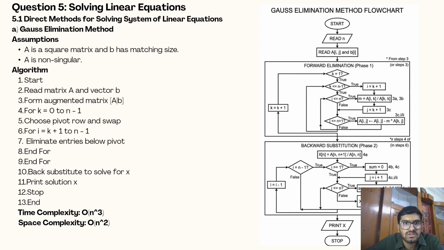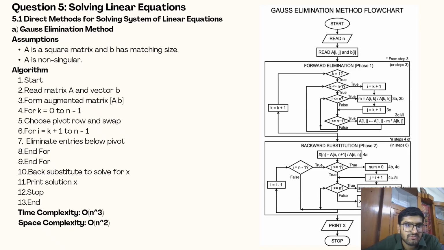Now fifth question: solve the linear equations using the first method, which is the direct method for solving a system of linear equations. The first method for 5.5 is the Gaussian elimination method. Here we are assuming A is a square matrix and B has a matching size. A is non-singular. The algorithm starts.